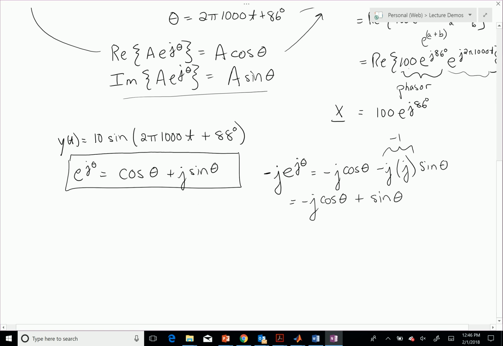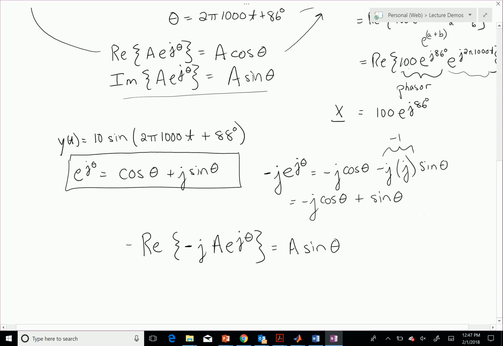So typically what I do is I say, well, if I have a sine wave, I define my phasor as real part of minus j a e to the j theta. All right. This is how I define a sine wave, because if I write this out, this guy is going to be a sine theta.